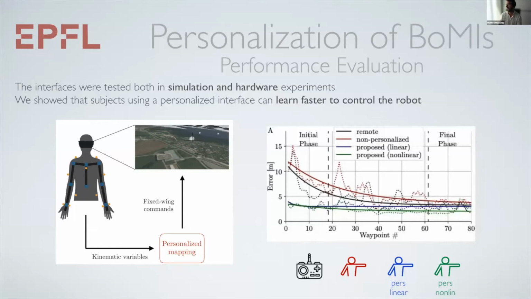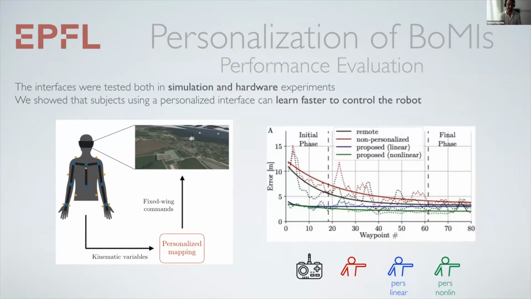So if you look at the plot on the right of the screen, we compared our personalized mappings, both linear and nonlinear, in blue and green. You see there is not much difference between the two, with a remote controller and a non-personalized interface. And in this case, the non-personalized interface was actually the flight jacket, so a fixed gain between torso motion and robot commands.